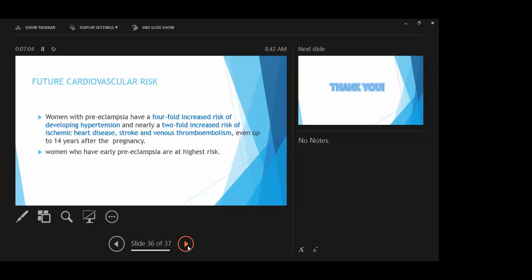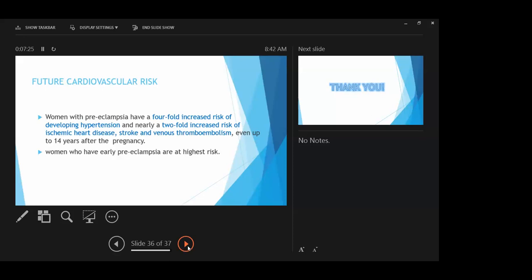Regarding future cardiovascular risk, women with pre-eclampsia have a 4-fold increased risk of developing hypertension and a 2-fold increased risk of ischemic heart disease, stroke, and venous thromboembolism, even up to 14 years after pregnancy. Women who have early pre-eclampsia are at highest risk. So we need to monitor the patients postpartum.